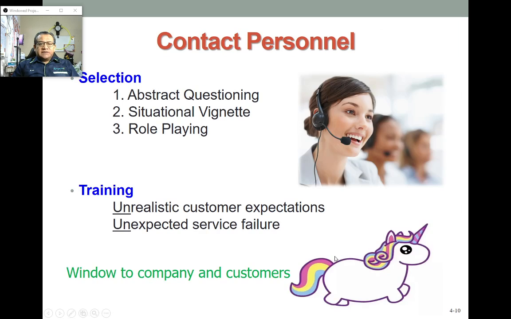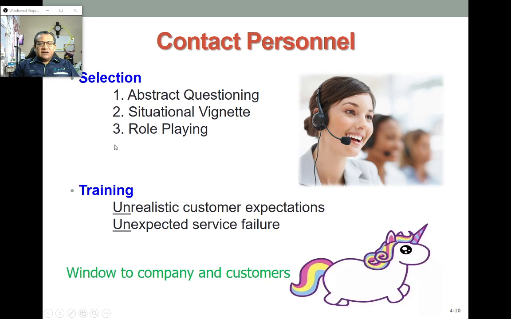In the form of contact personnel, the second component of the service encounter triangle is the selection of contact personnel. So selection of contact personnel is far more important, very essential, because contact personnel is the representative of the company. It means that this contact personnel, like the representative of the company, is the window to the company and also the gateway to the customer.